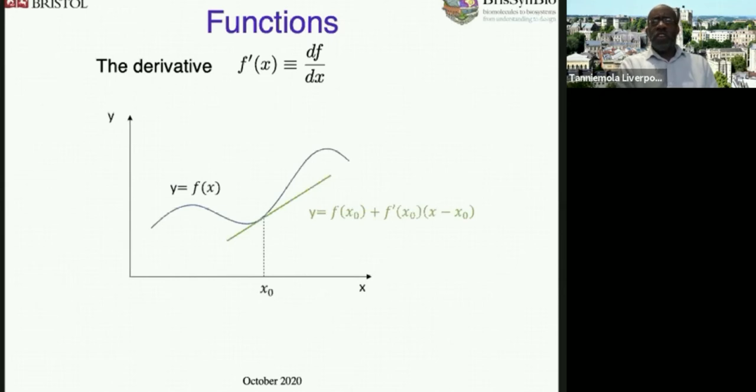The rate of change of a function with a variable, i.e. how fast the function changes when you change the variable, is called the derivative. So when the function is increasing, the derivative is positive, and when it's decreasing, it's negative. And the derivative at a point is equal to the slope of a line touching and parallel to the curve at that point.